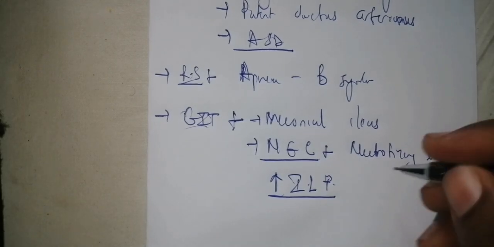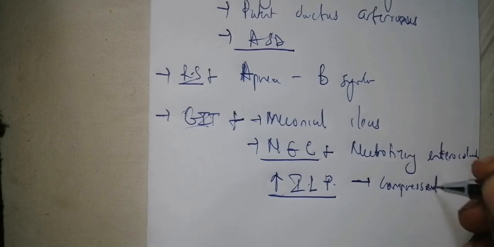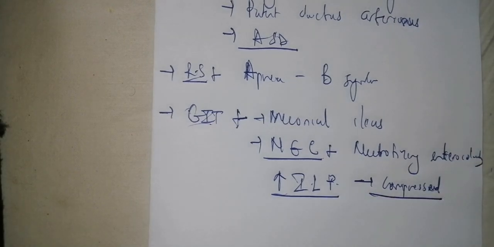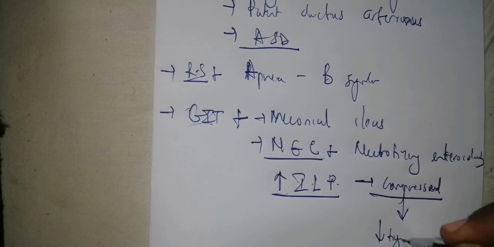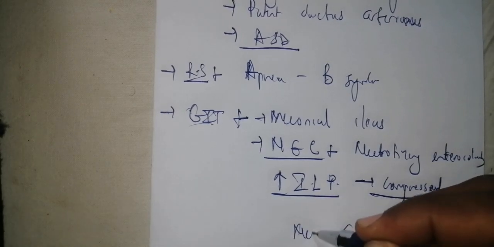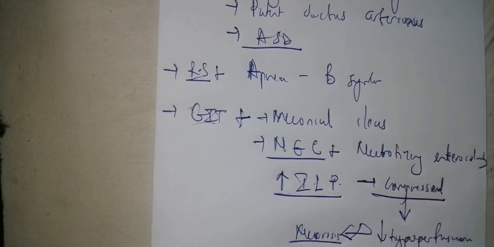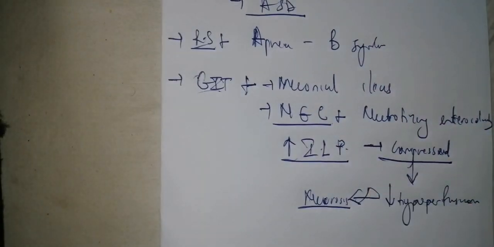That increased intraluminal pressure is going to compress the blood vessels that supply the GI tract. And when it compresses the blood vessels that supply the GI tract, it's going to result in further hypoperfusion of the GI tract. And when there's further hypoperfusion of the GI tract, it's going to result in necrosis. That's why we have the name necrotizing. And enterocolitis means that it involves the intestine and the colon. So it's necrotizing enterocolitis. Are you understanding?